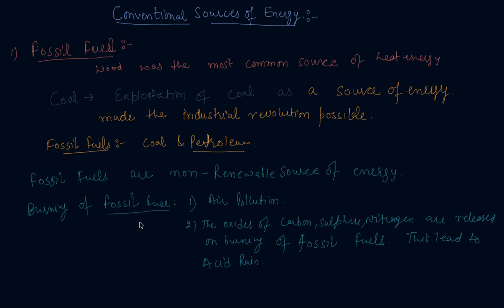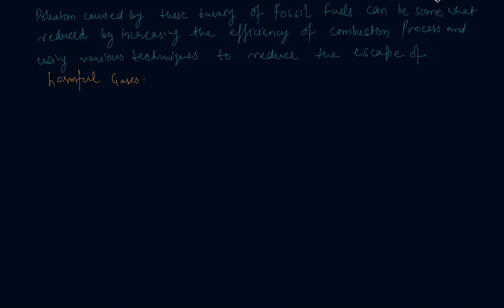Now, the pollution caused by the burning of fossil fuels can be somewhat reduced by increasing the efficiency of the combustion process and using various techniques to reduce the escape of harmful gases. So what were the harmful effects? We can reduce them by increasing the efficiency of combustion and other various techniques. So this is what we have discussed about fossil fuels, students.